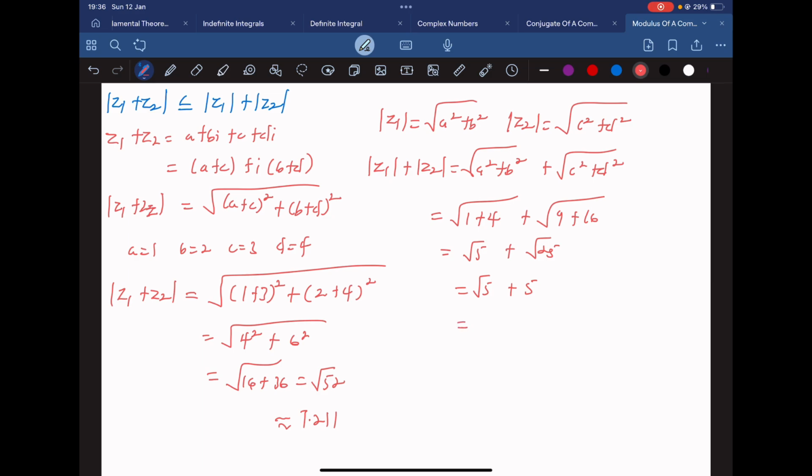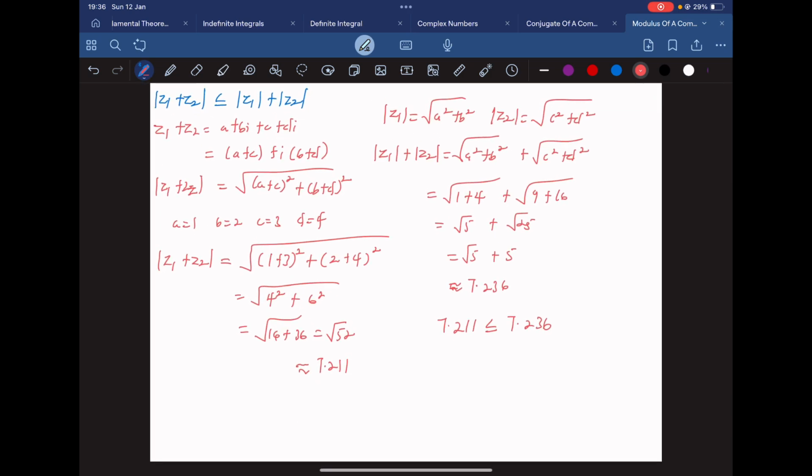Root 5 plus 5 is approximately 7.236. So if you are comparing, clearly you see that 7.211 is less than or equal to 7.236. And if you pick any random number at all, this should work.